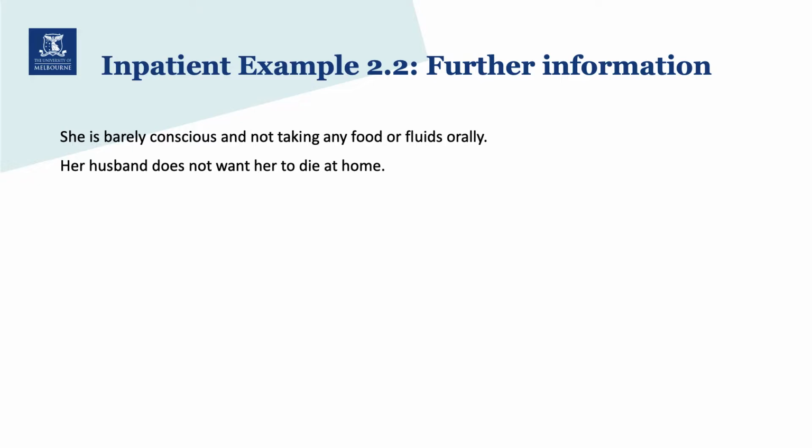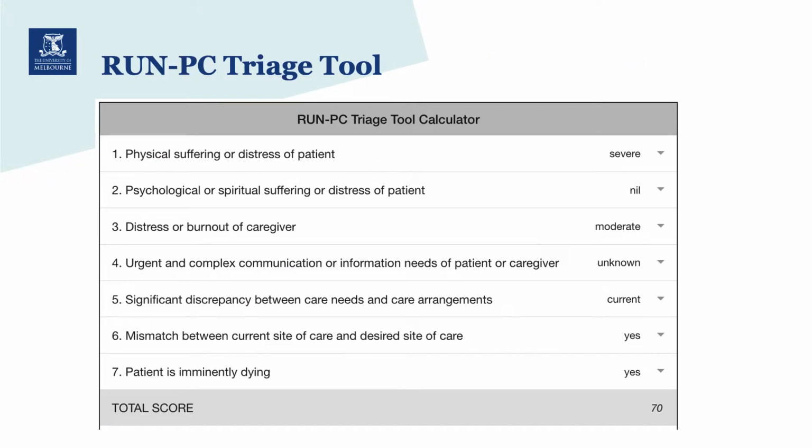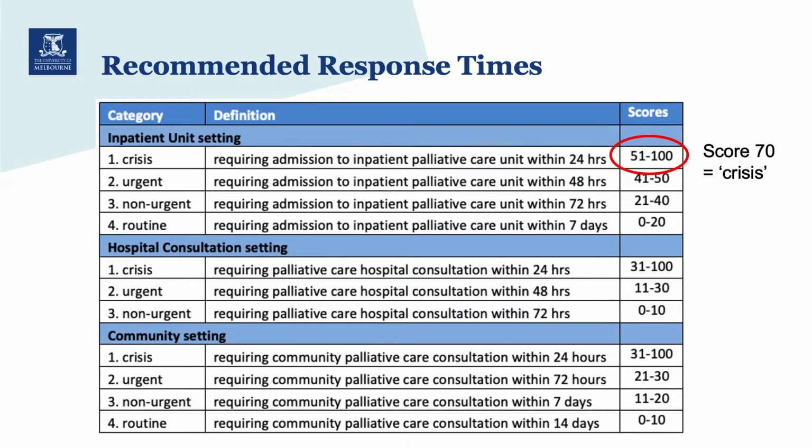And then I provided a part 2 where we've received further information about her. She's actually barely conscious and not taking any food or fluids orally, and her husband does not want her to die at home. So, if we receive that information later in the day or the next day, we could repeat the tool, and as you can see there, I've then ticked that number 6, yes, there's definitely a mismatch between the current and desired site of care, and yes, the patient is imminently dying. So that then gives her a score of 70, crisis, admit within 24 hours.